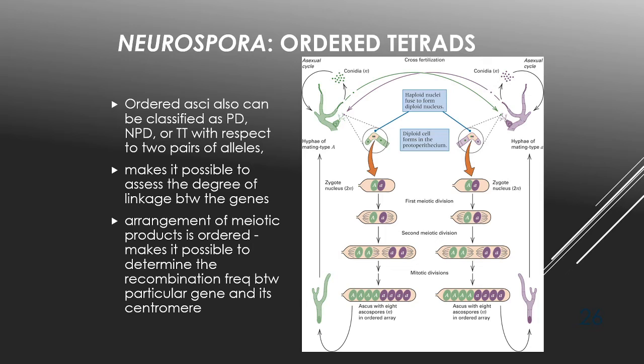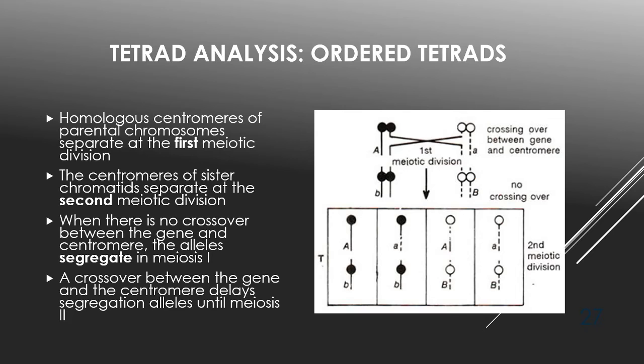The arrangement of meiotic products is ordered, which makes it possible to determine the recombination frequency between a particular gene and its centromere. In ordered tetrads, homologous centromeres of parental chromosomes separate at the first meiotic division. The centromeres of sister chromatids separate at the second meiotic division. When there is no crossover between the gene and centromere, the alleles segregate in meiosis 1. A crossover between the gene and centromere delays segregation of alleles until meiosis 2.